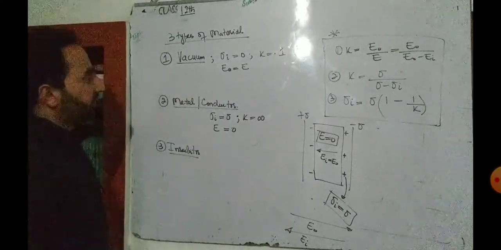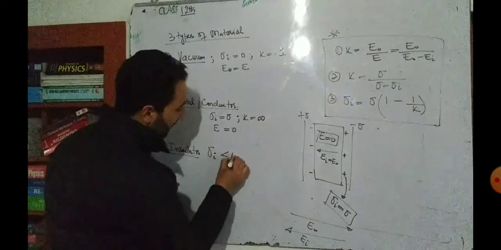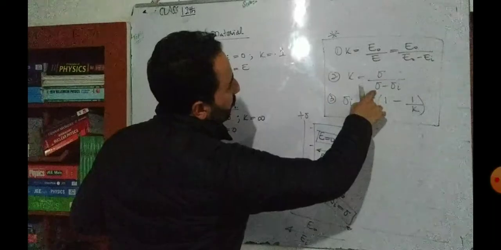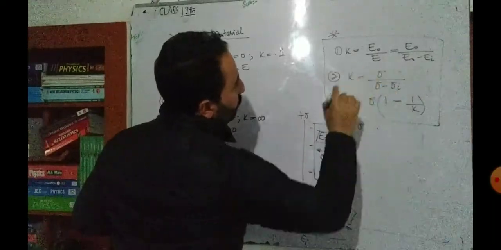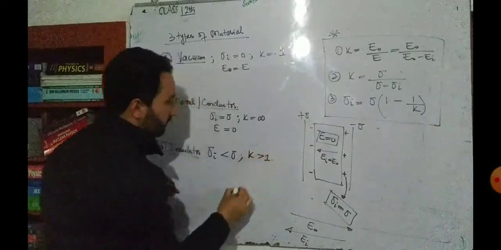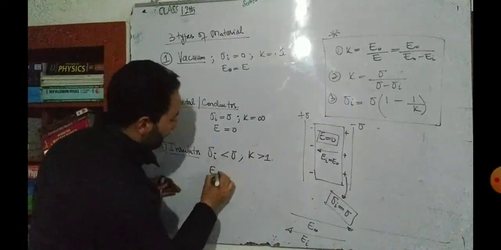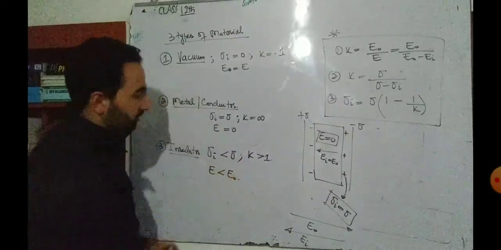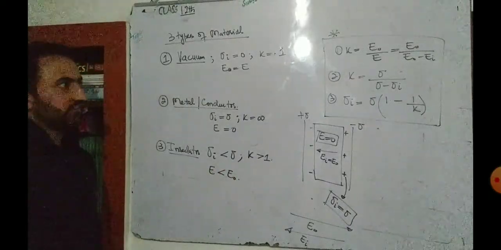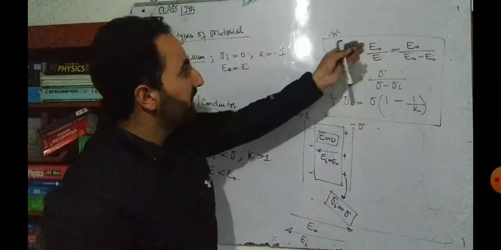The next is insulator. In case of insulator, what happens is the induced charge, sigma I, will be less than the external charge. When it's less than the external charge, that means the denominator will be less than the numerator, which implies K will be greater than 1. So K is greater than 1. It's a non-zero number, okay? And then this E will obviously be less than E naught. This electric field is called the remnant or residual electric field, and it will be less than E naught. That's clear from the K as well. When E is less than E naught, only then will K be greater than 1.